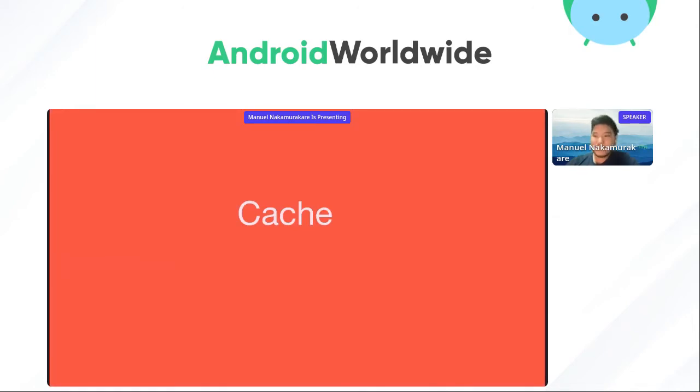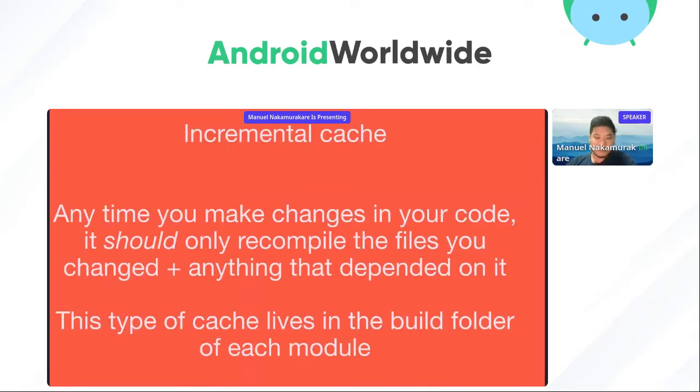The next area of investigation for us was cache. When we are developing in Android, we have three types of cache available for this purpose. The first one is the incremental cache. The incremental cache is the cache that, anytime you make any changes in your code, should only recompile the files that you changed plus anything depending on it. This one lives in the build folder of each module.